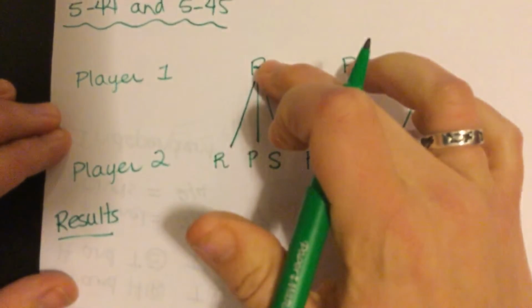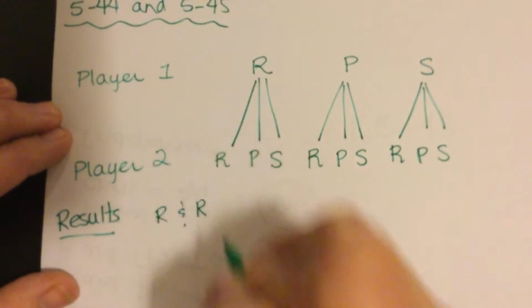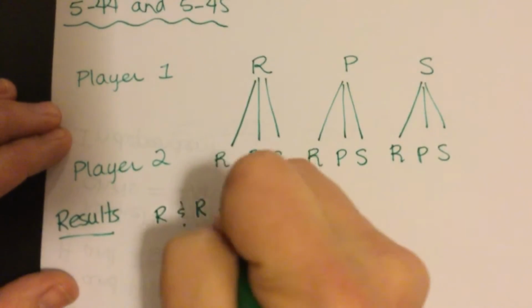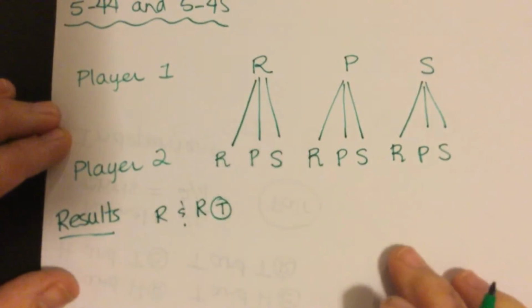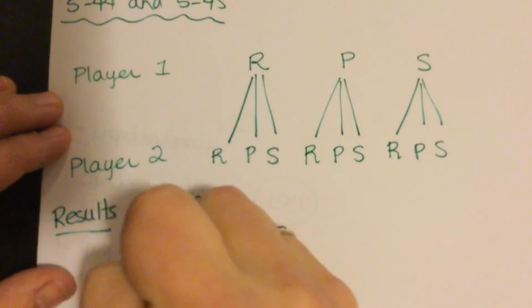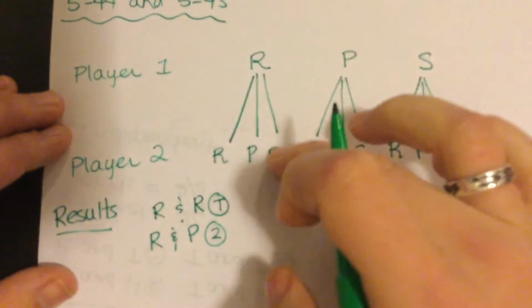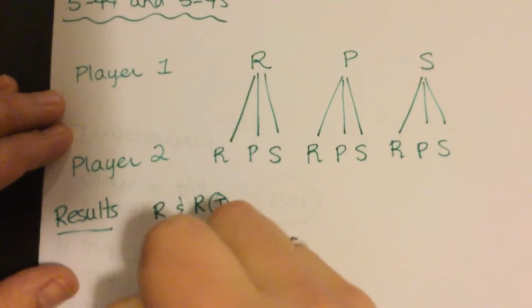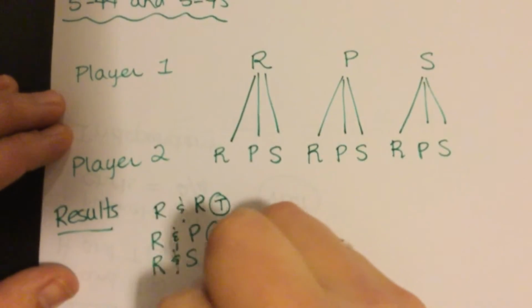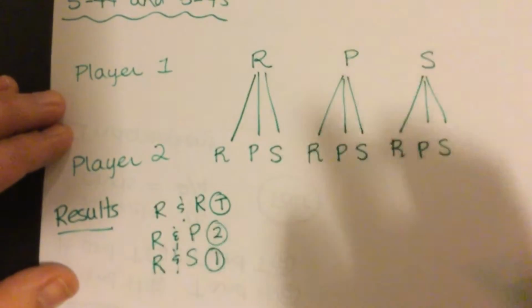So I can see that rock and rock are one of the possibilities. If this happens, the game is a tie. If I have rock and paper, I know that player two is the winner. If I have rock and scissors, player one wins. Tallying up for the paper going first.